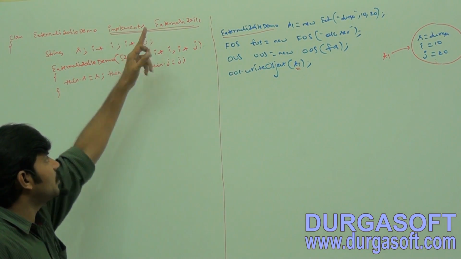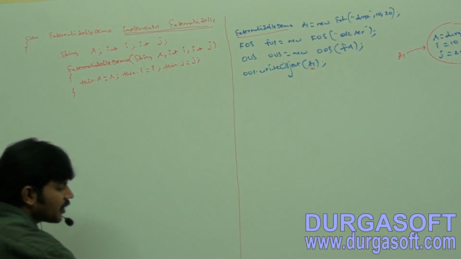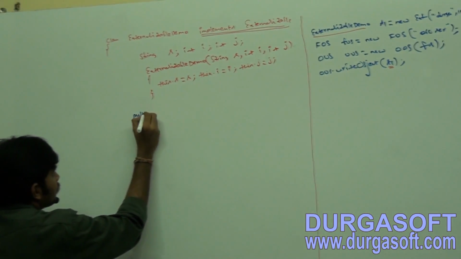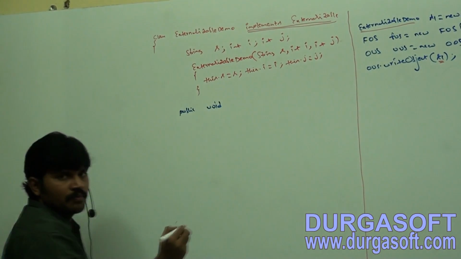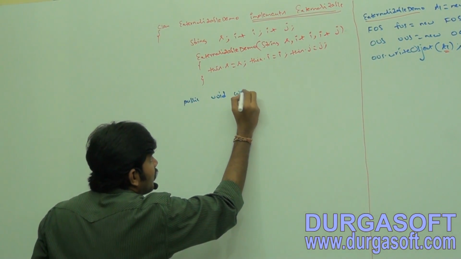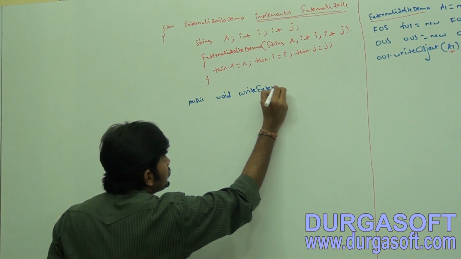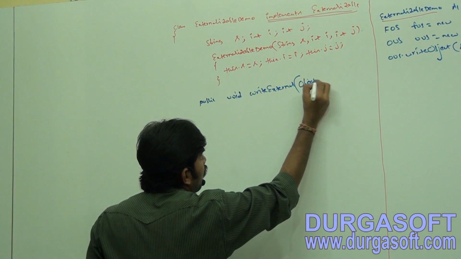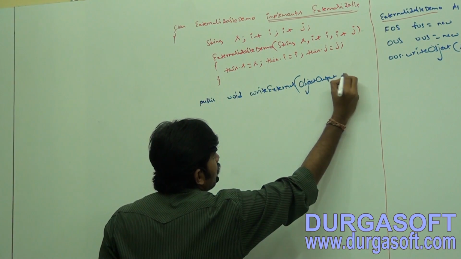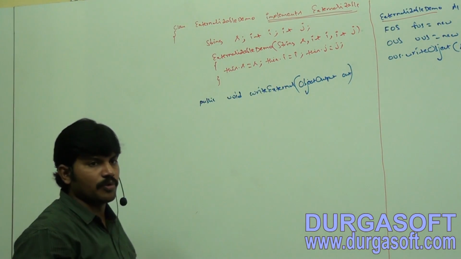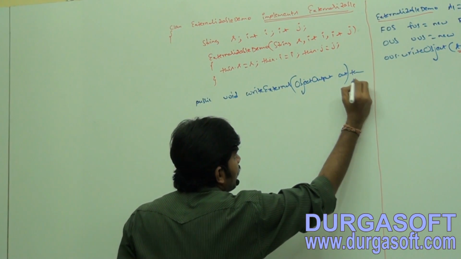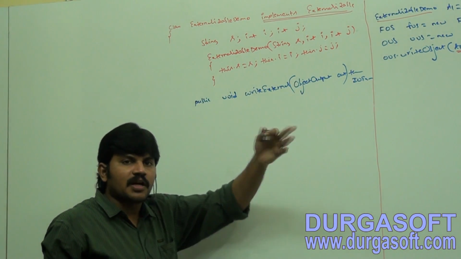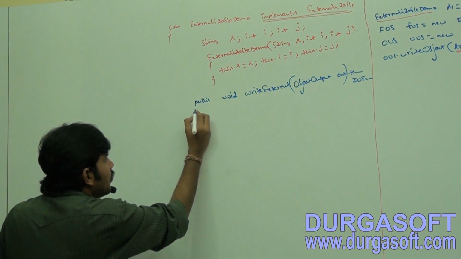Whenever we are implementing Externalizable, compulsorily we have to write the writeExternal method. Yes. Here, public void writeExternal of ObjectOutput out throws IOException. ObjectOutput is the parent of ObjectOutputStream, no problem at all. Okay, like this.